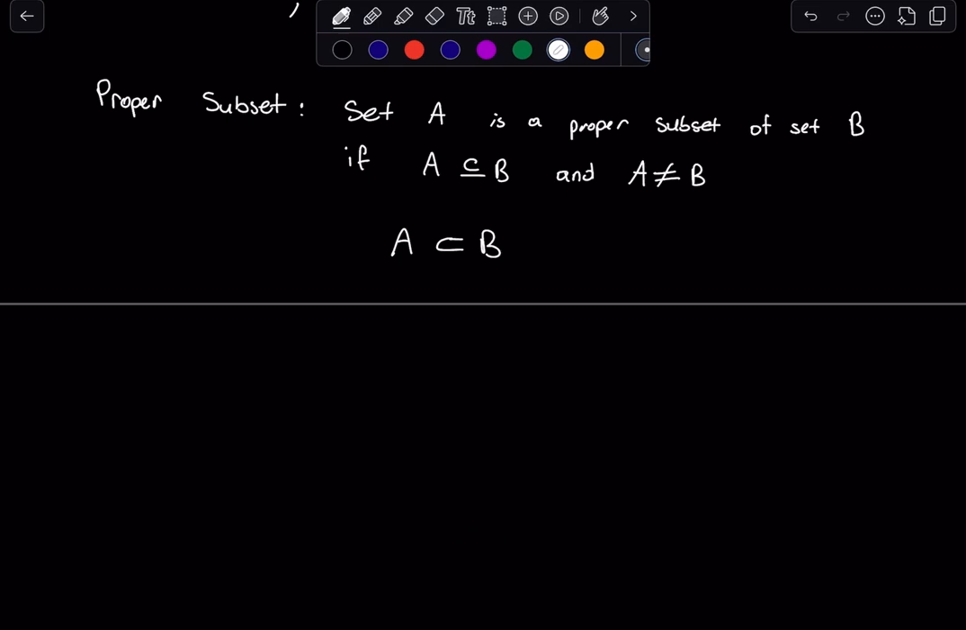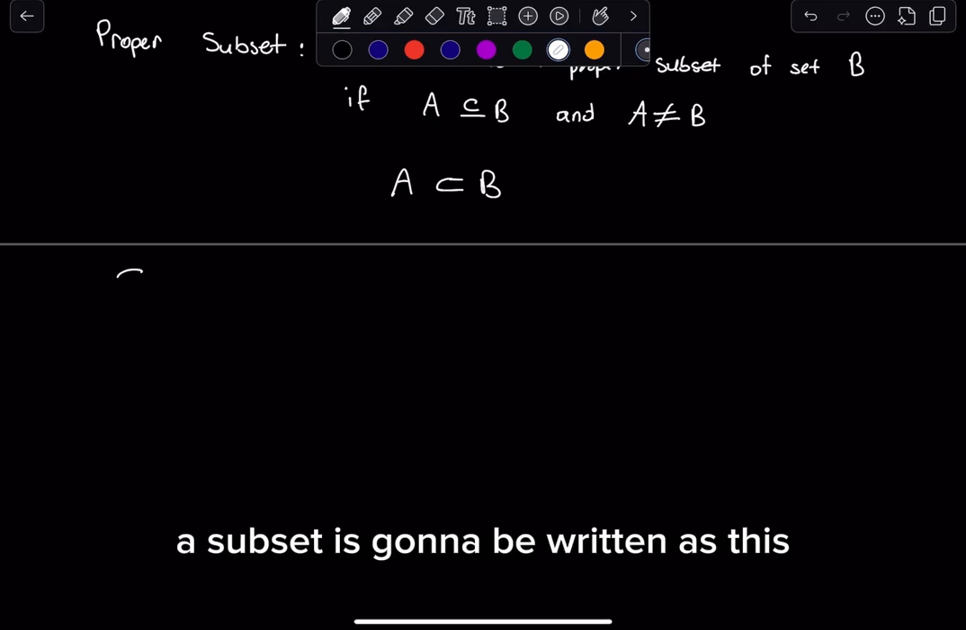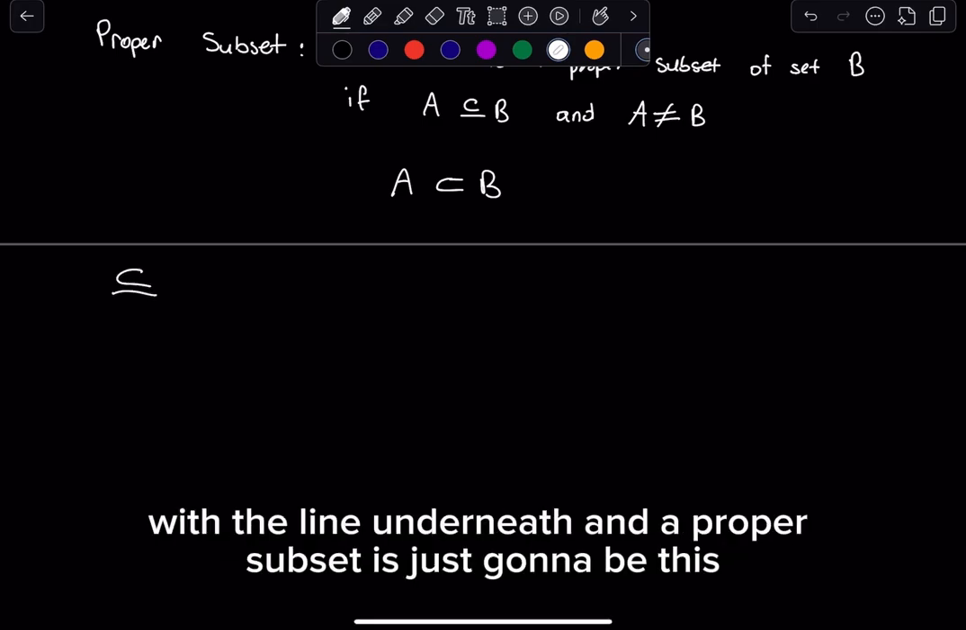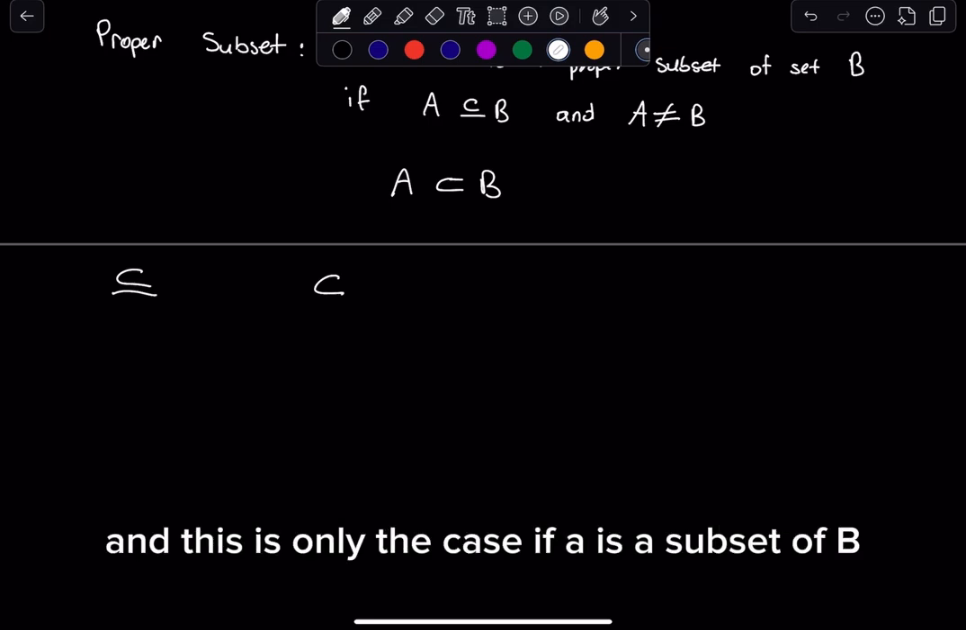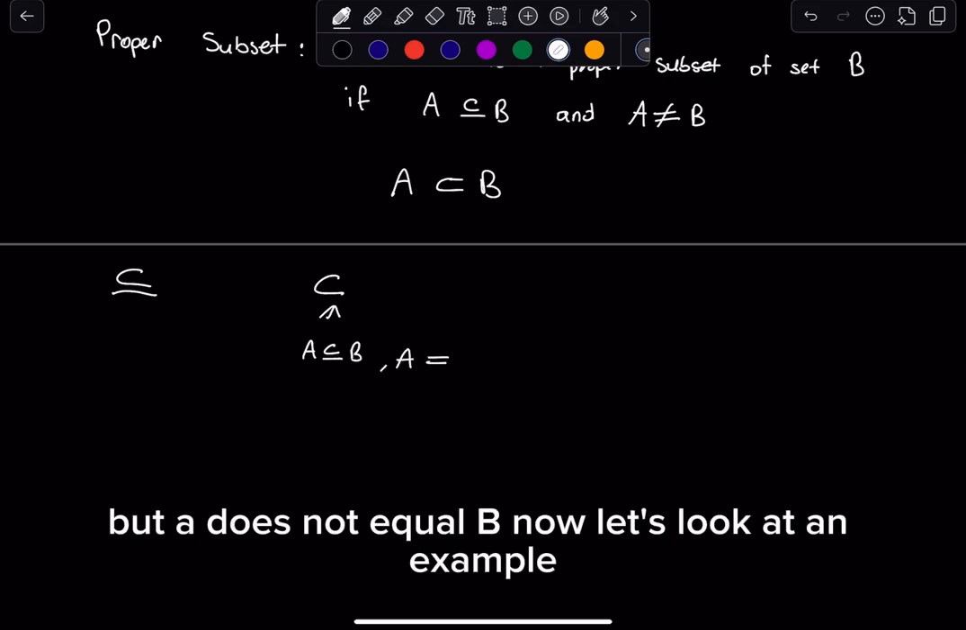So if we look at it, a subset is going to be written as this with the line underneath, and a proper subset is just going to be this. And this is only the case if A is a subset of B, but A does not equal B. Now let's look at an example.